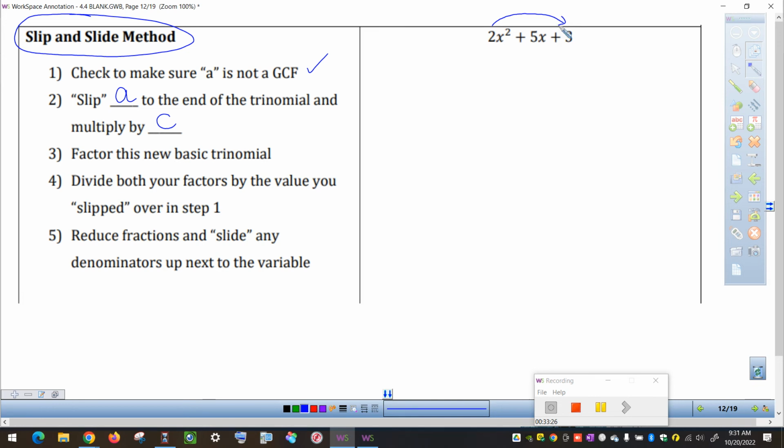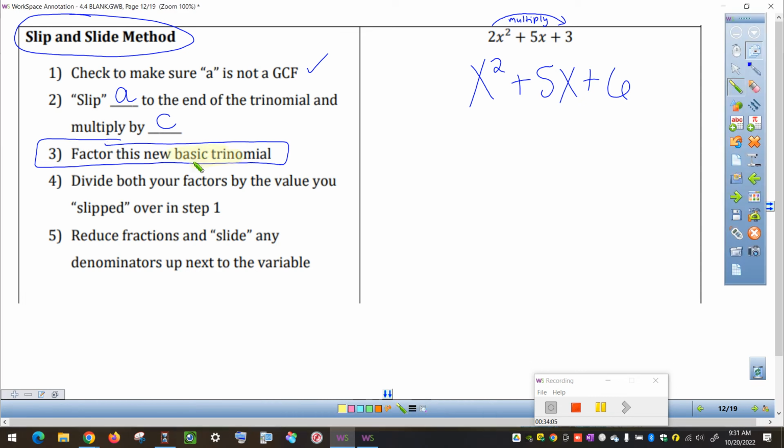We're going to do 2 multiplied by the 3 at the end, and that's going to make a new trinomial. So the 2 slips to the end, so it's not at the beginning anymore. It turns into x squared plus 5x plus 6. And if it's helpful, you could even write the word multiply inside of that little arrow. So we're going to multiply 2 times 3 to get 6. Guess what we turn it into? Now it's basic. It's a basic trinomial, because now we don't have anything in front of x squared.